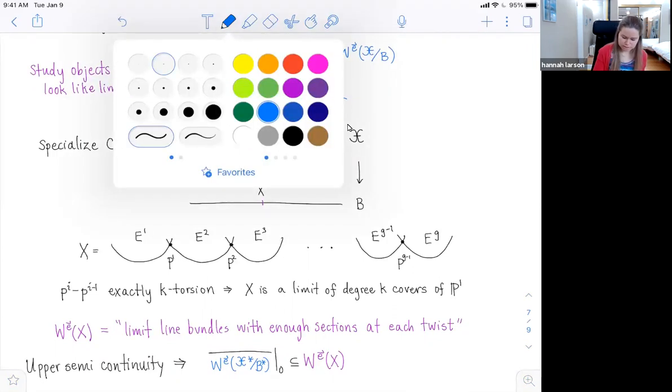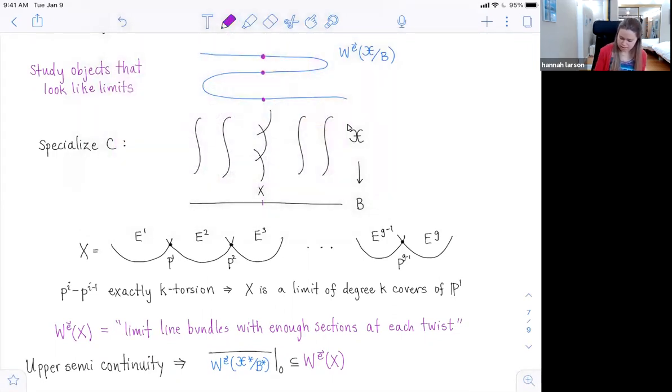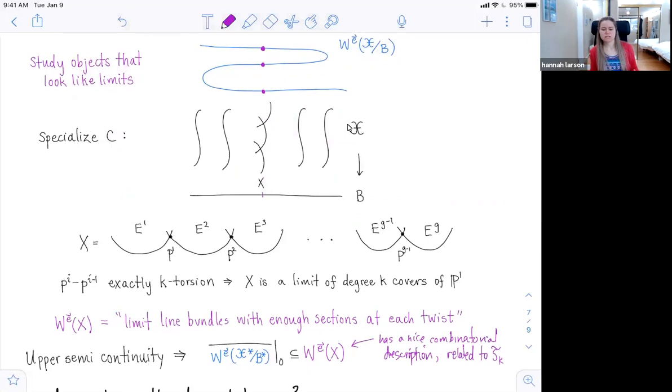And W^E(X) has a nice combinatorial description that is intimately related to the affine symmetric group. But this is just a set-theoretic containment as I've written it.